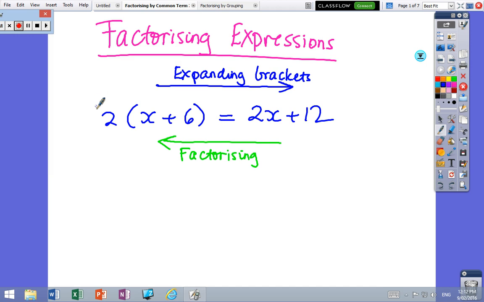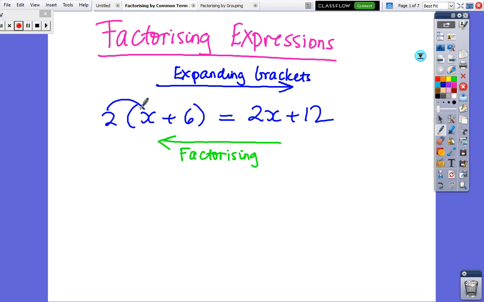Okay, so we're looking at the next part of the algebra unit, which is called factorising, and we're factorising expressions. For instance, if I had 2 bracket x plus 6, we know we can expand out the brackets, and the answer would be 2x plus 12. Just 2 times x is 2x, 2 times 6 is 12. But if I have 2x plus 12 given to me, and I want to go back to the bracket 2 bracket x plus 6, to go backwards, we call that factorising.